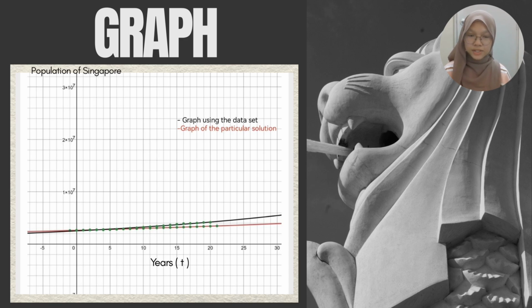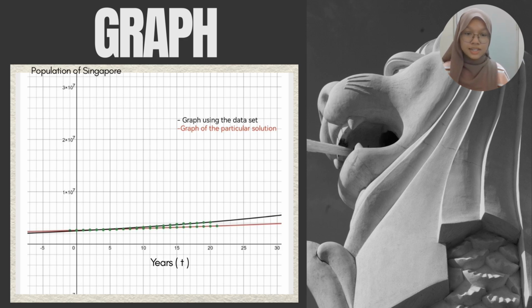Hi, I am Marsha Christina and I will be presenting our graph. The red line represents the estimated population value while the black line shows the actual data. Both graphs are exponential, with the x-axis representing the years and the y-axis representing the population of Singapore.